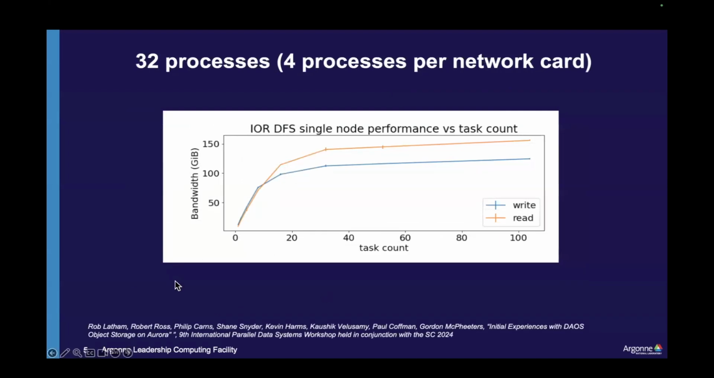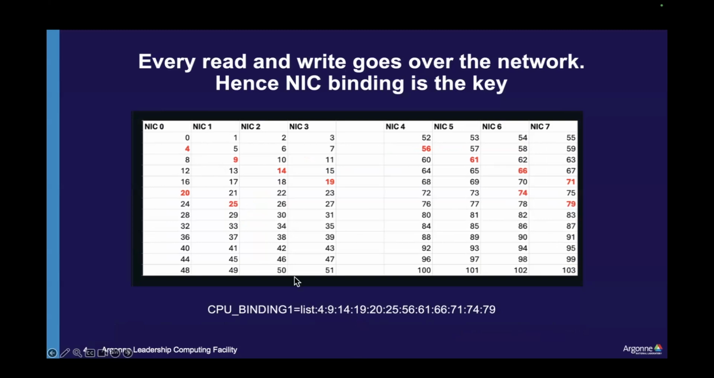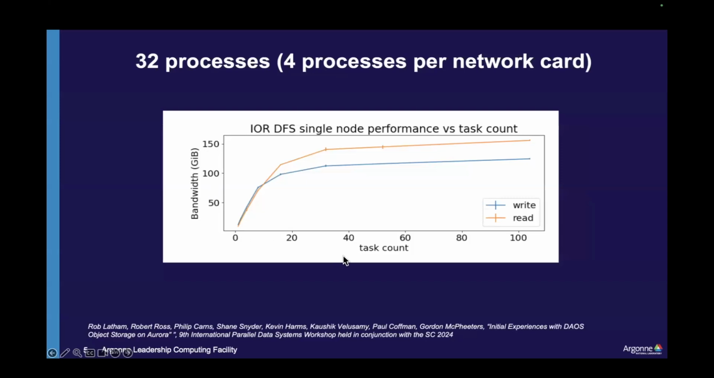And this is from one of our recent papers at PDSW. Here you can see that with efficient binding, really hard-coding all the cores that I want to bind and placing them more efficiently, around 4 processes per NIC are needed to get peak bandwidth.